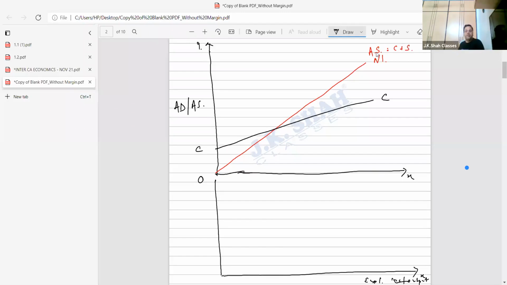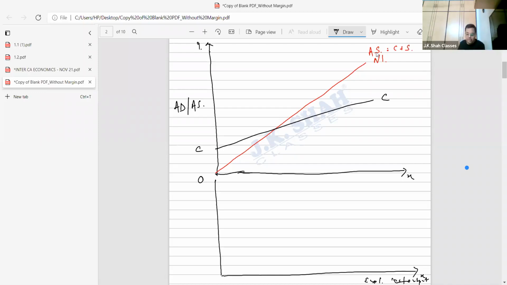Anyone who has not followed it, I'm sorry, you should follow this. It tells you 2 things. Income is zero, consumption is OC. Then as income increases, consumption is increasing. But as income increases, consumption increases in a lesser proportion. That is why the curve is a bit flatter.